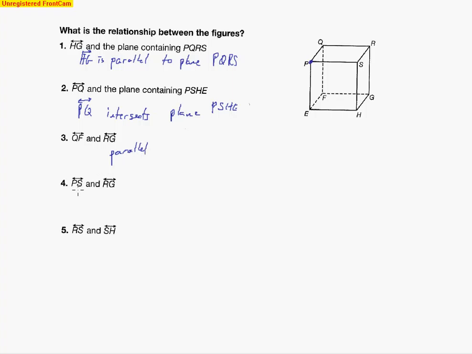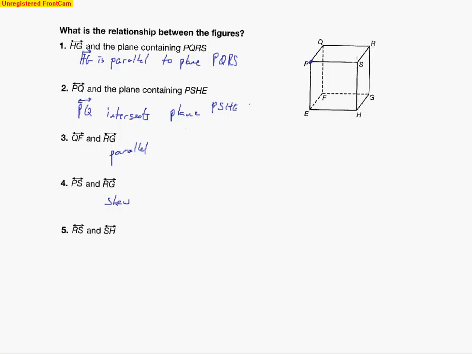And if we look at PS, here's P to S, this line, and we had RG once more. Notice PS is coming out this way, but RG is behind it. PS is horizontal, RG is vertical, and they're not in the same plane, so we're going to say that they are skew. One's going horizontal and one's going vertical, so they are not going to end up touching each other.